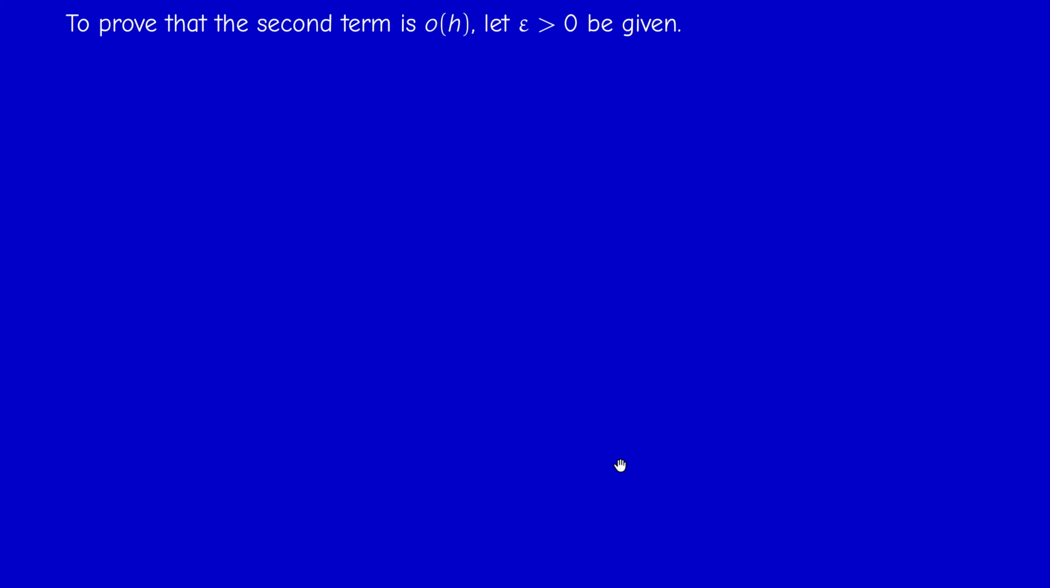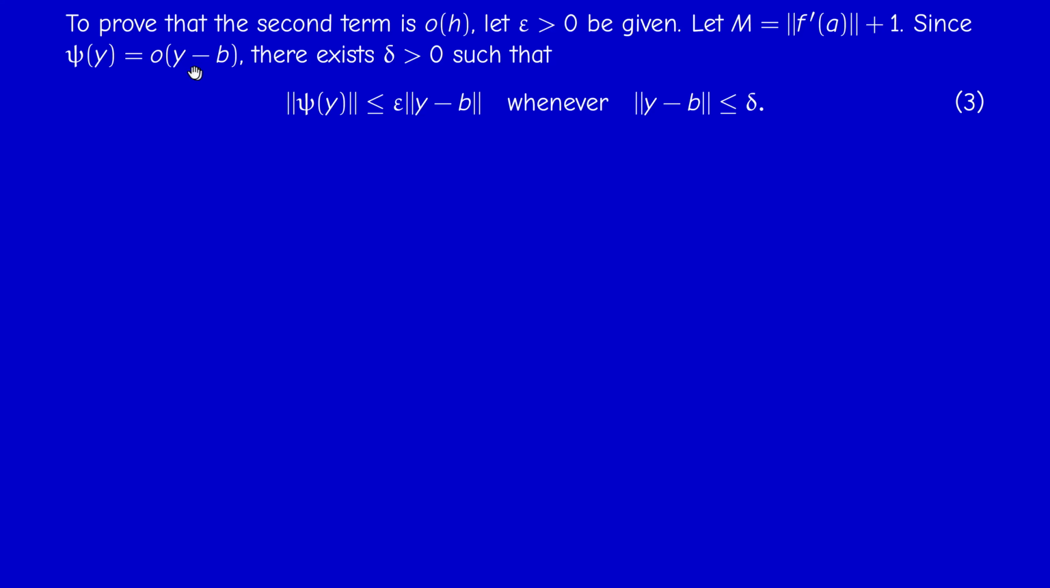So here I need to go back to the definition. Let epsilon be given and consider the constant defined by the operator norm of f prime of a, plus 1. Now you'll see where this constant comes from. And now I go back to the definition. The remainder in equation 2 was psi of y, which was a small o of y minus b. So by definition, given epsilon, we can find a number delta positive, such that the norm of psi of y is less than epsilon times the norm of y minus b whenever the increment is less than delta. So this is the definition of small o of y minus b.